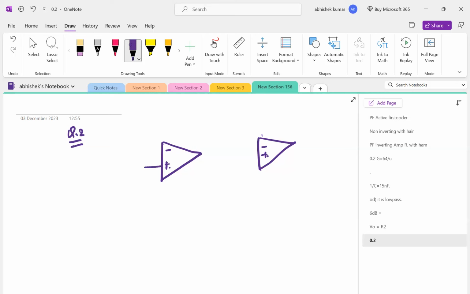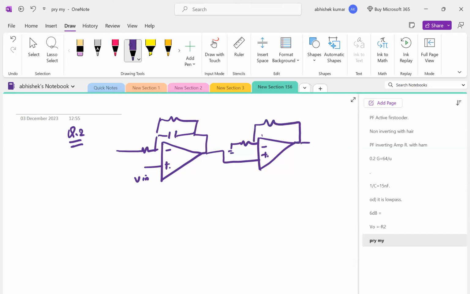Non-inverting they are telling. So we will have the V input here. We will have one resistor here, one capacitor here. Similarly, it will pass to this one. We will have the resistors as a feedback. This is our V output. Okay. This will get grounded. This is our band pass filter.